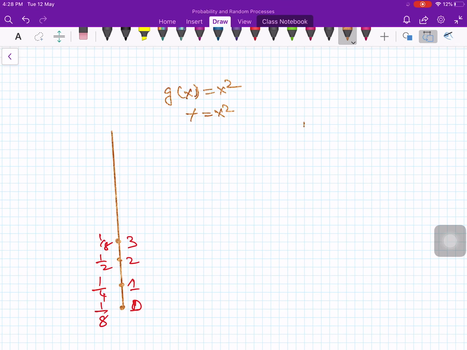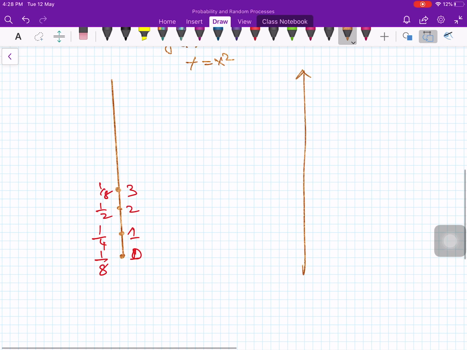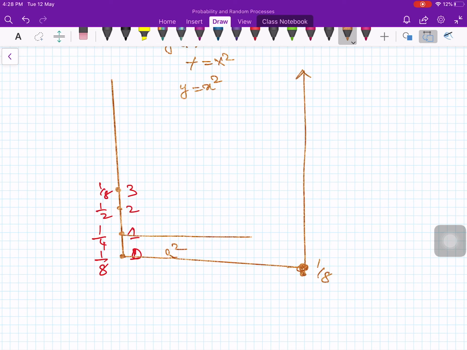Now in the y-axis, this is 0. What is the function now? Y equal to x square. So 0 square is equal to 0, with the probability 1/8. Now 1 square, again you will reach position 1 with the probability 1/4. And 2 square, if you square it, you will go to the 4th position, probability 1/2.